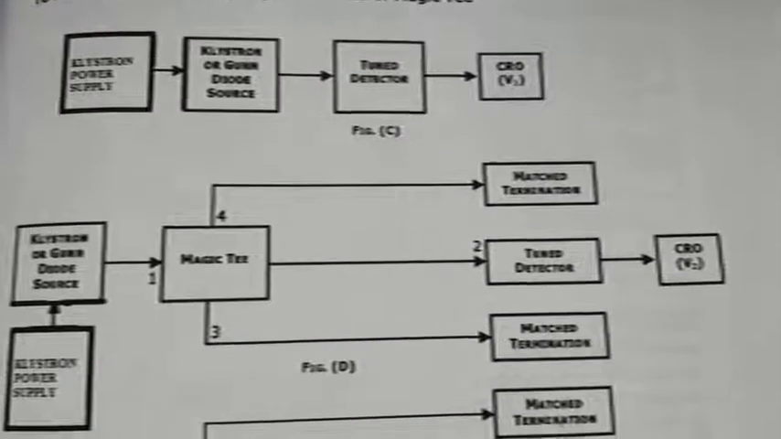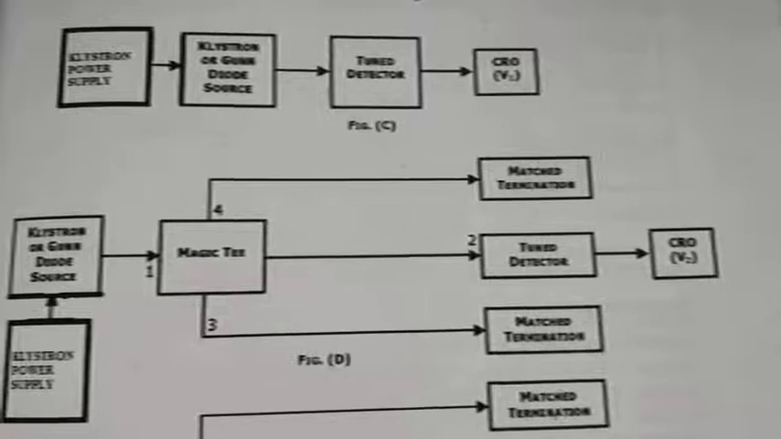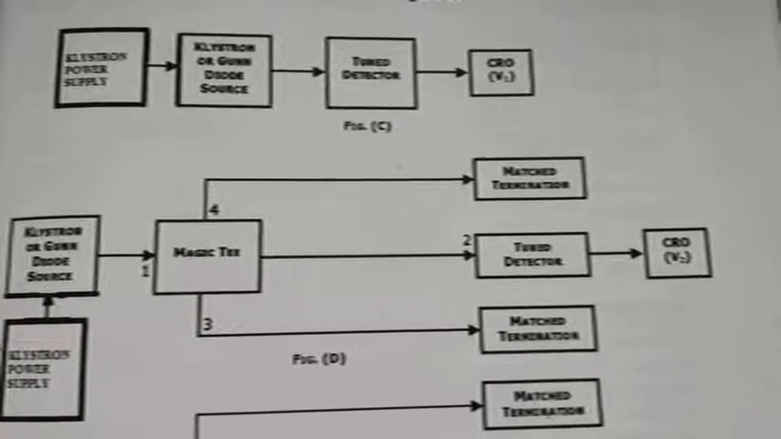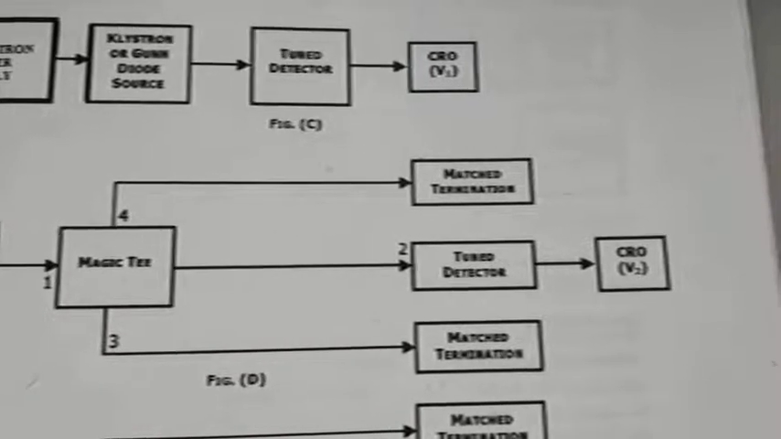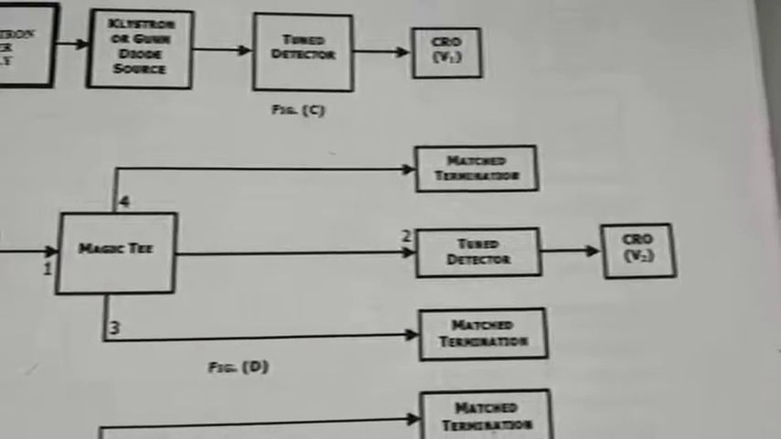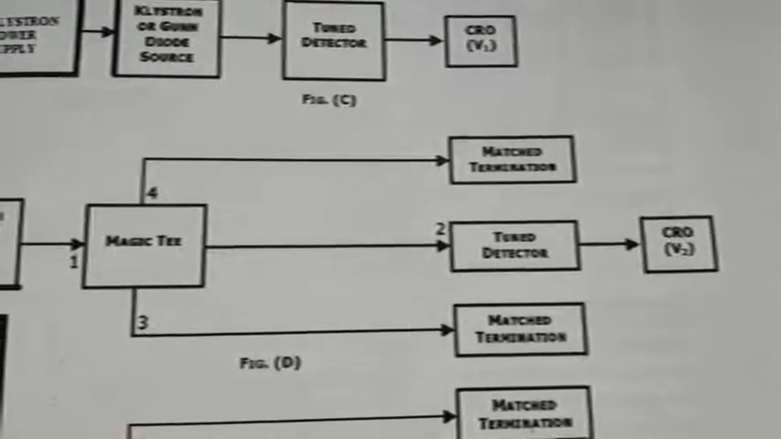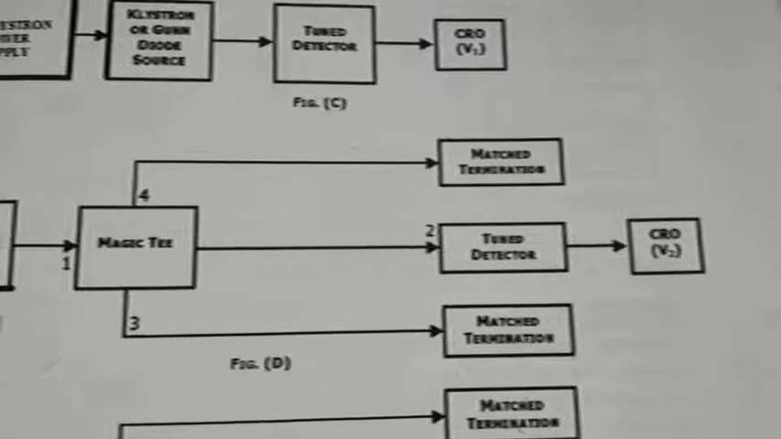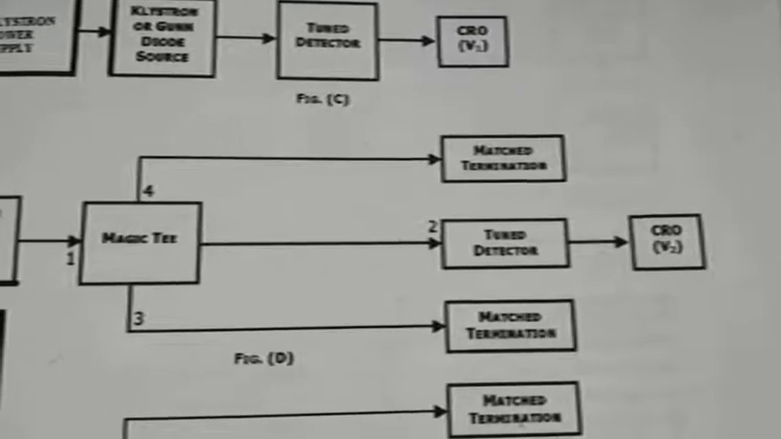Observe this figure D. Here port 1 is the input, and port 3 and port 4 are connected to the match termination. The detector is connected to port 2, and we can measure the voltage V2. Therefore, remove the match termination which is connected to port 2, connect the detector mount to that port and measure the voltage V2.